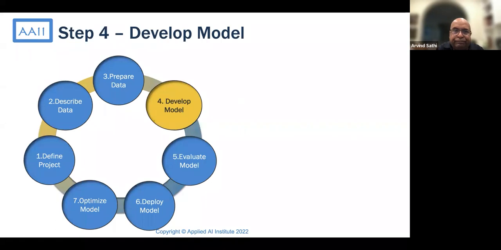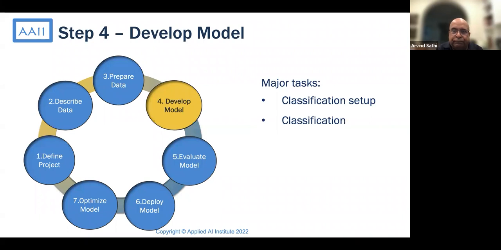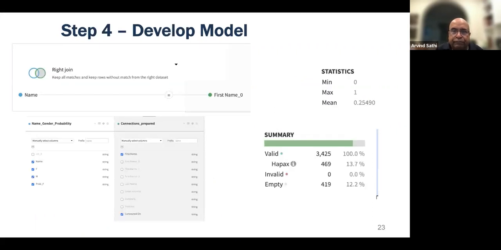So now let's move to the 4th step, which is more interesting. How do we develop the model? And again, here we need to talk about what kind of model we are building. Is it regression, time series forecasting, graph model, or you name it. Now, this is really a classification model. So how do we set up my classification, whether the person is a male or a female? How do we classify it? So let's walk through those steps.